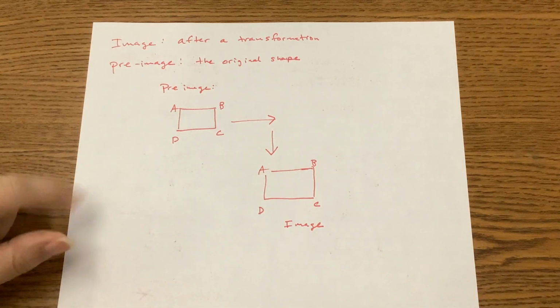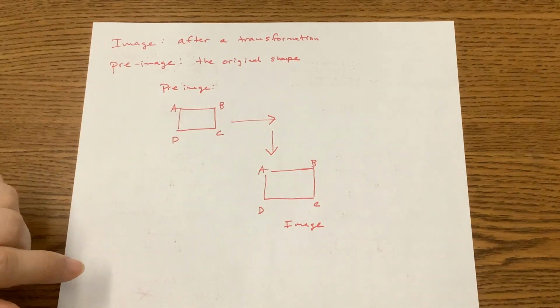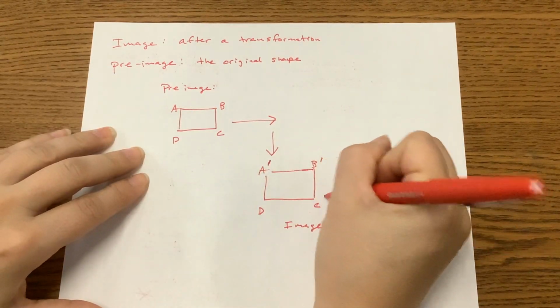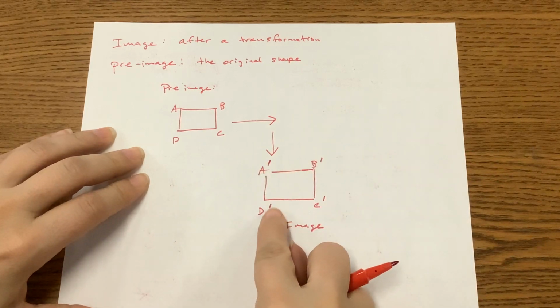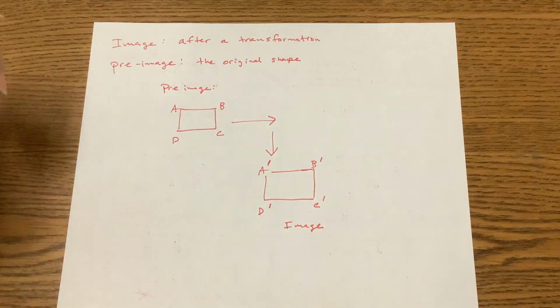Okay, now if they did not tell us specifically this is the pre-image or this is the image, then we would have to use our symbols for prime. So if I show you A, B, C, D, and then A prime, B prime, C prime, D prime, this symbol indicates that it is what happened after the original. So that's how you would tell also.